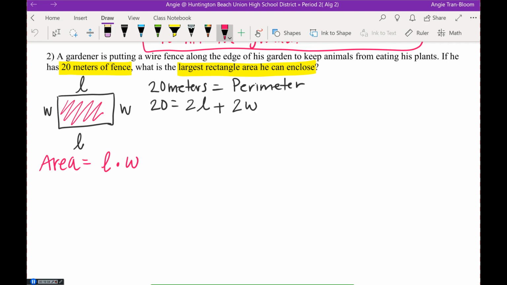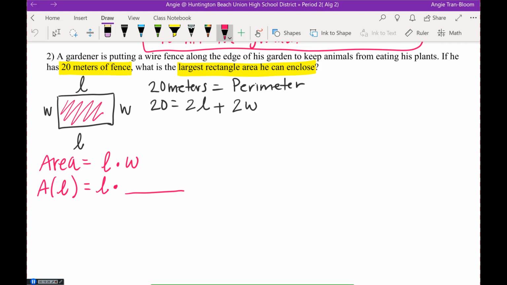Now, I have one area equation with two inputs. L is an input and W is an input. You have to make up your mind, and you can only write the area formula with one input. In this case, we're going to pick L as our input. So I'm going to keep L as my input, but I have to replace W. I have to go back and rewrite W in relationship to L.